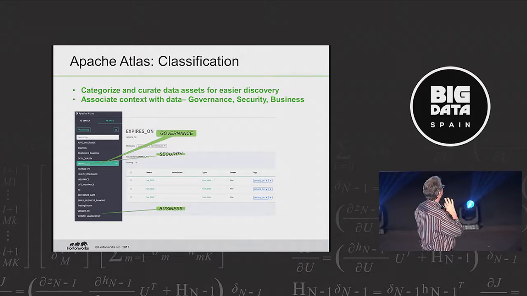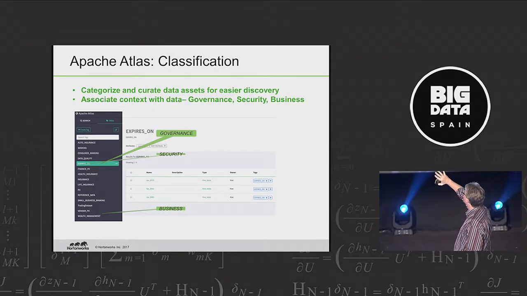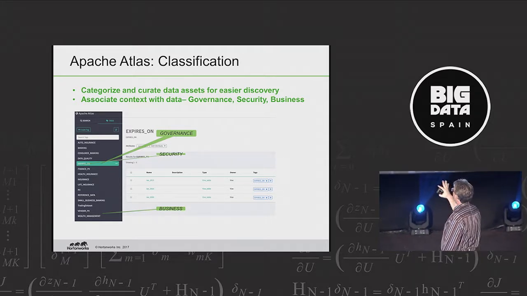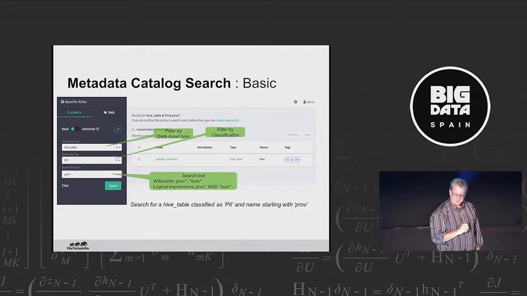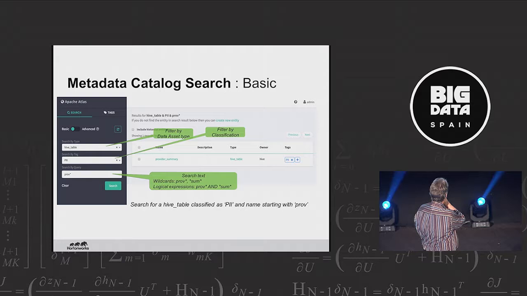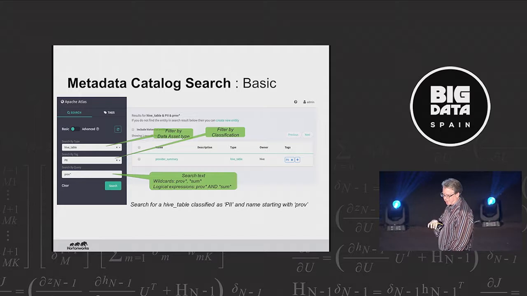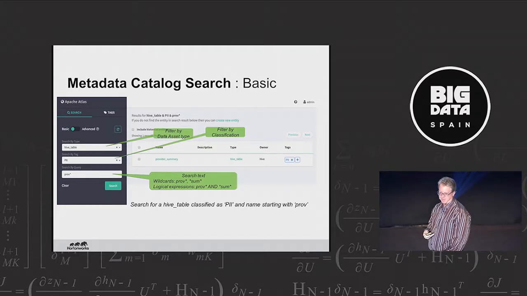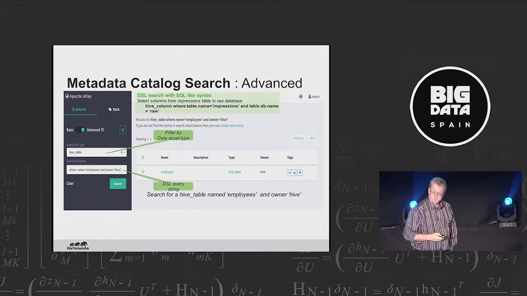Another feature is that it can classify data. So you can tag your data saying this is PII or financial data, and then Ranger can use those tags to control the policies. You can also search through the data. You can say, okay, I want to see all of the Hive tables where it's PII or has a name in the pattern, and then tag it appropriately. And finally, you can actually enter more advanced queries.